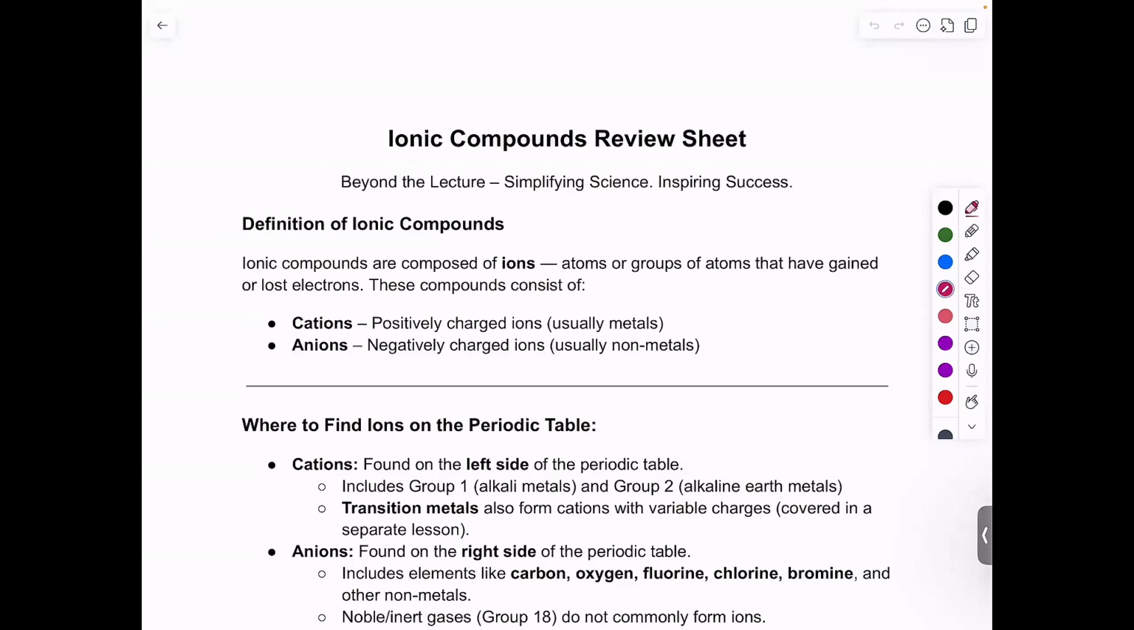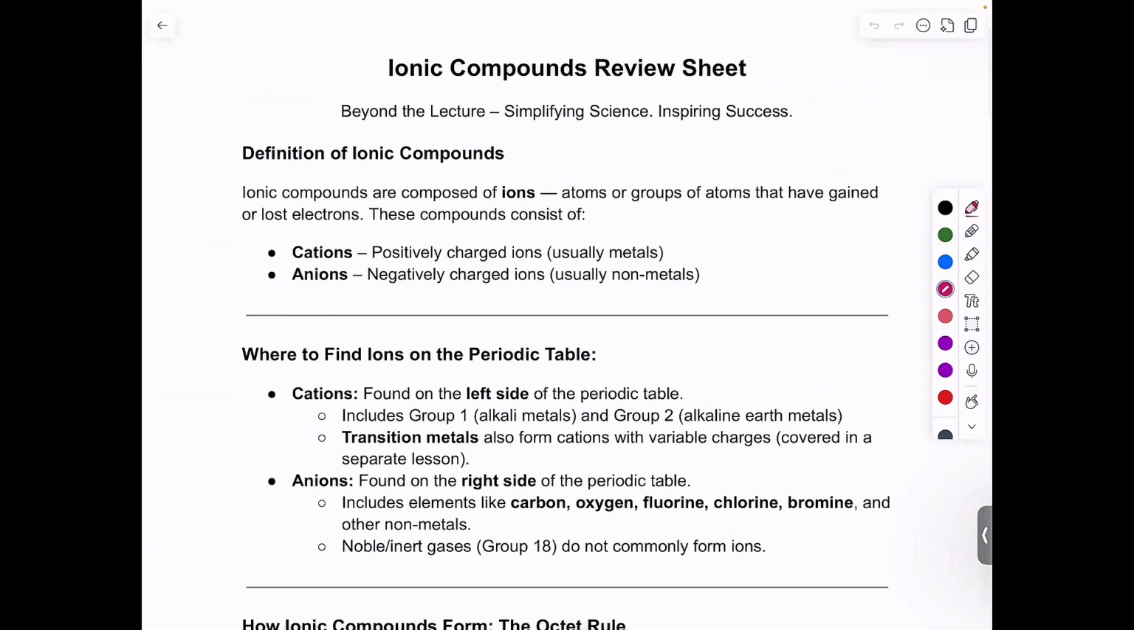So there's the general definition, and I have these notes out on my website, so please feel free to go out and print them and review them during the video. That's the basic definition. By definition, ionic compounds are composed of ions, so ionic, ion, right? And the metals, you'll see noted there, typically form the cations, non-metals form the anions.